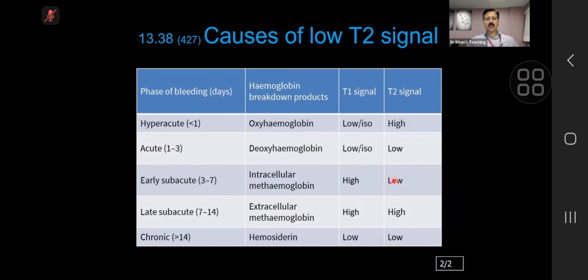Methemoglobin, they say, is the brightest thing on a T1 weighted sequence in the human body. But you can take it with a pinch of salt. At times I felt that it is not as bright as fat.